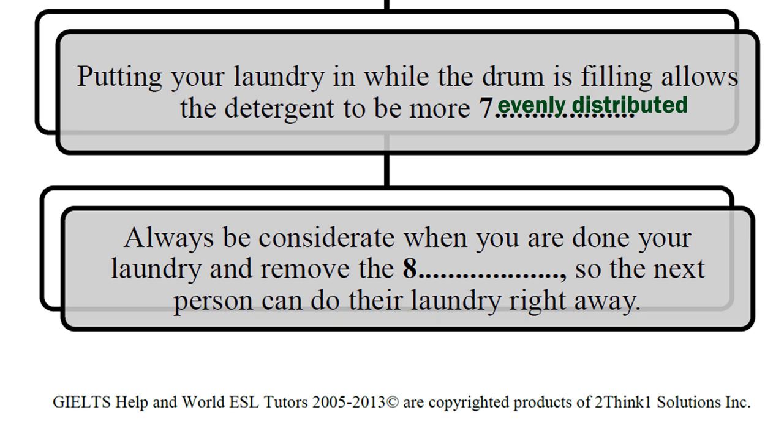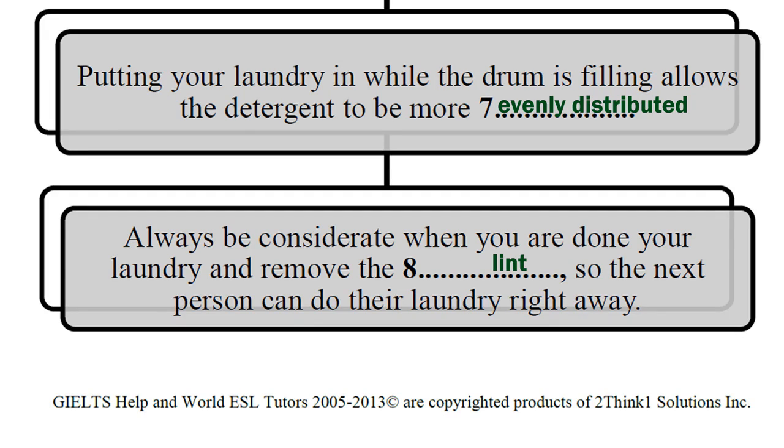step 7, always be considerate when you're done your laundry and remove the something so the next person can do their laundry right away. So remove here is a key word. It's a verb meaning take out. So I need to try to remember what I need to take out. Hopefully I can answer this without looking at the passage. I should take out the lint from the lint trap. And this is an inferred answer coming from the last sentence.